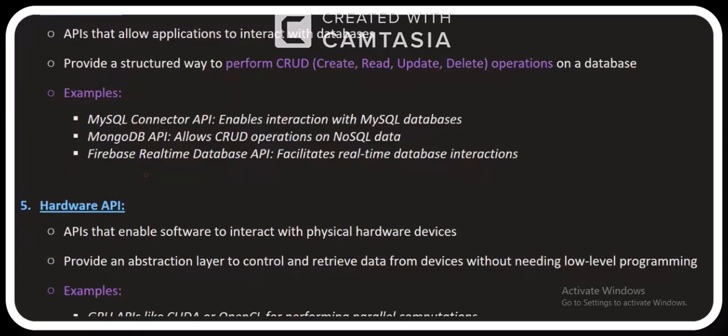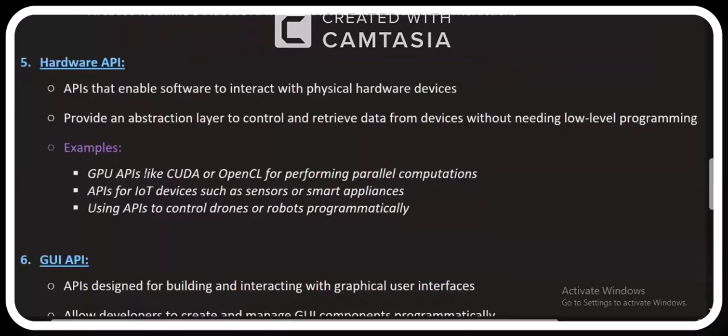So guys, with that being said, next up, hardware API. What is this? These are those APIs which allow software to interact with physical hardware devices, right? For example, GPU APIs like CUDA and OpenCL, and APIs for IoT devices, using APIs to control drones or robots. This is where you would need to interact with physical devices, when you talk about robotics or IoT and whatnot. So this is where your hardware APIs become useful.